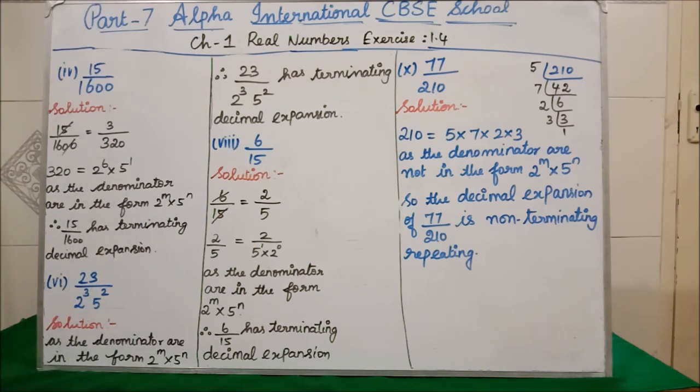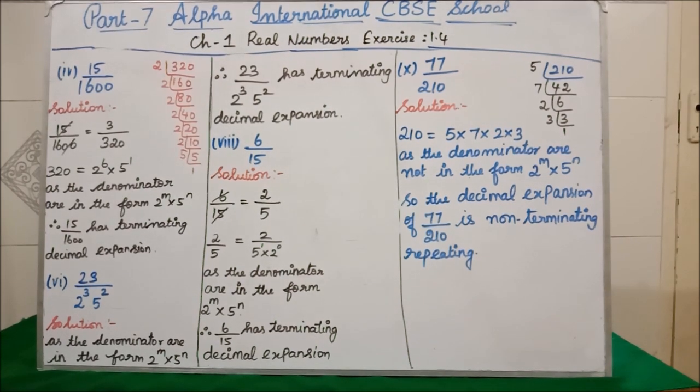Afterwards, you have to do the prime factorization of 320. How many 2s are we getting here? We are getting six 2s and one 5. So we can write 320 equal to 2 power 6 into 5 power 1. Students, I told you, if it is in the form of 2 power m into 5 power n, it terminates. Okay, so as the denominator is in the form 2 power m into 5 power n, isn't it?